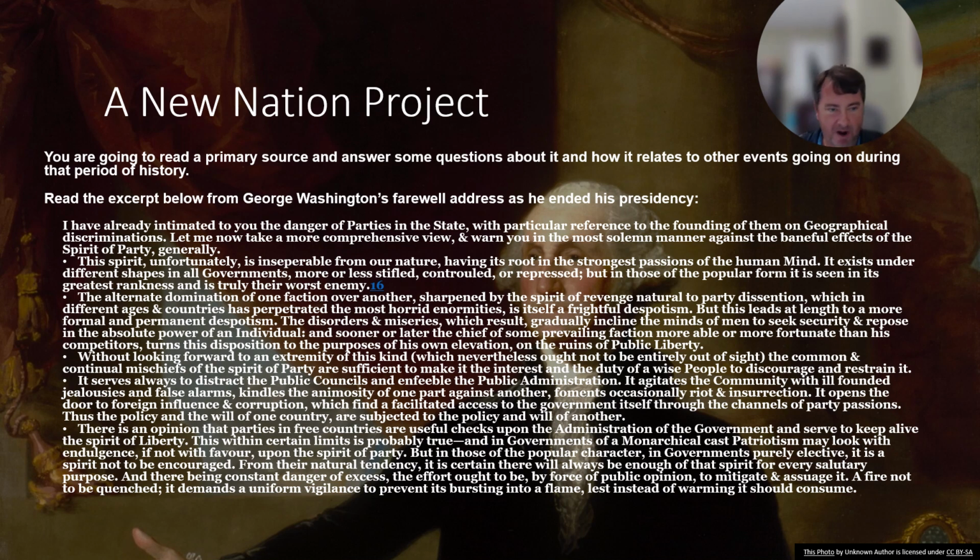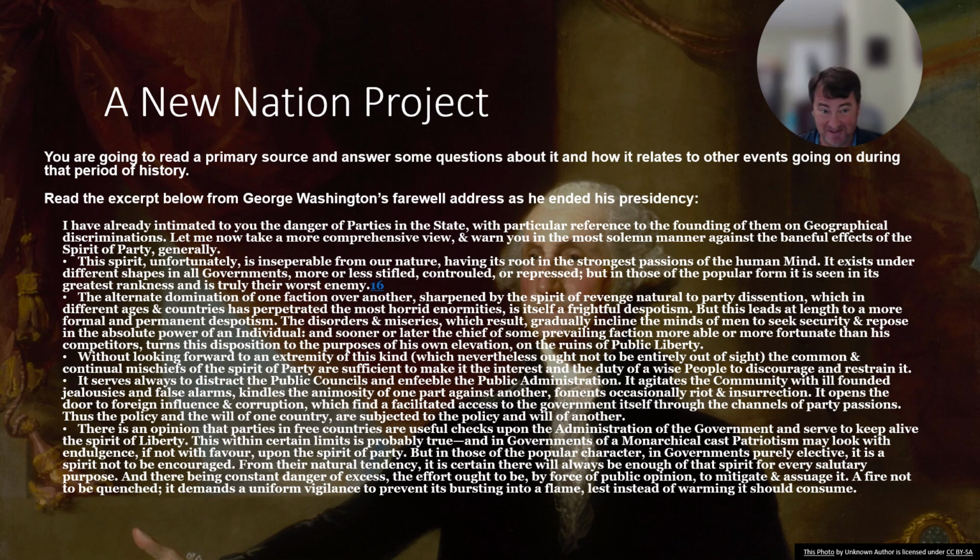I'll skip the second paragraph. You're going to have to read that though. But he says, "the alternate domination of one faction over another." Faction is one group, a separate group. So the domination of one group over another, "sharpened by the spirit of revenge, natural to party dissension." So political parties having dissension, political parties dividing people. He says one faction, one group, can actually, when they take power, use that power as revenge over the other.